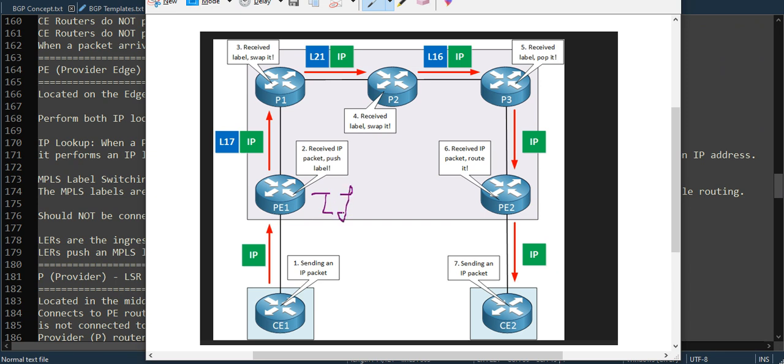Ingress LSR, LER, and this is our P or LSR router, and this is the egress. This one is the egress LSR or LER.